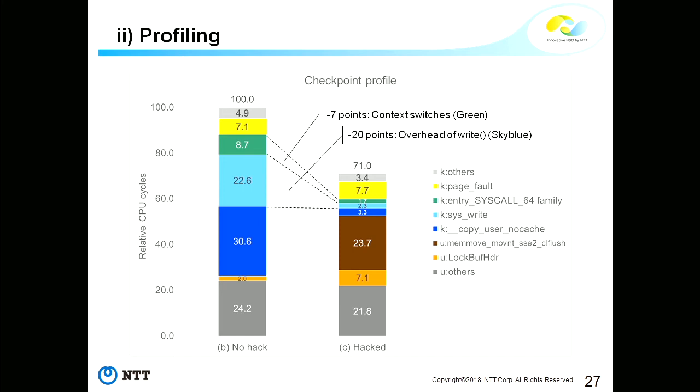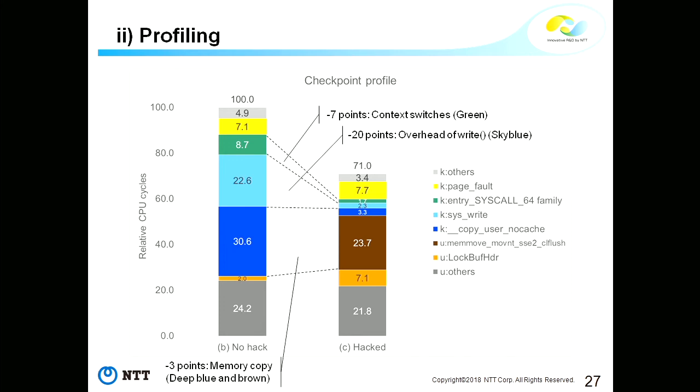Next, the green portion. This was 7 percentage points. And this stands for entry_SYSCALL_64 or its family. And that is a context switch between user space and kernel space.